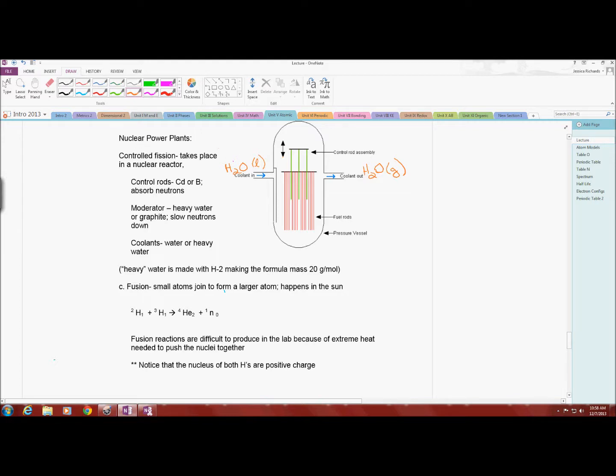So how do they control this nuclear reaction? Well, the first thing you need are your fuel rods. The fuel rods in here are red. Those are going to be your uranium.